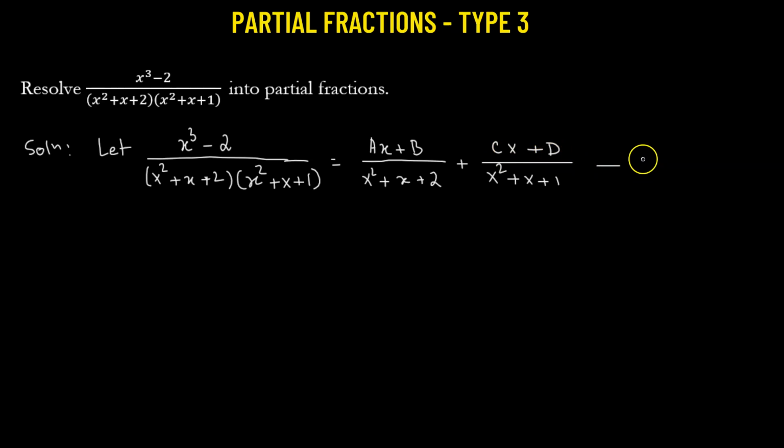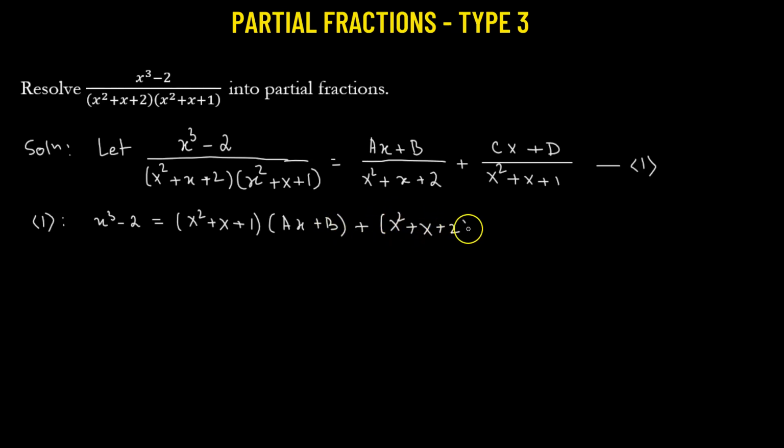So let's begin. We're going to label this as equation number 1. So what we'll do, we'll take equation number 1 and multiply throughout with the denominator such that we get x cubed minus 2 equals, so we have x squared plus x plus 1 multiplied by ax plus b, added to x squared plus x plus 2 multiplied by cx plus d. Fine. So we have x cubed minus 2 equals.